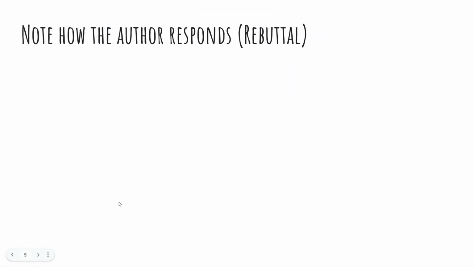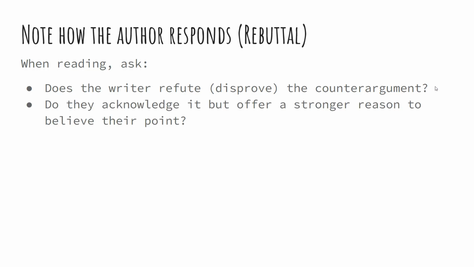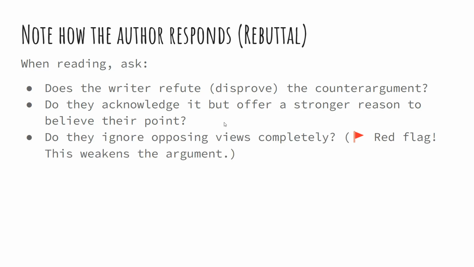All right, so let me find my slideshow. It's right there. Okay, so rebuttals. Some of the things you want to look for: does the writer refute or disprove the counter-argument? So that's what I was just saying. They could say, no, that's wrong, and show that it's wrong. Do they acknowledge it, but offer a reason that they still are making a good point? So I think that's what we saw in those. Yeah, it's not going to solve all food insecurity. Yes, it could be expensive, but here's why it might still work. Or do they ignore opposing viewpoints completely? And if this happens, that's a red flag, all right?